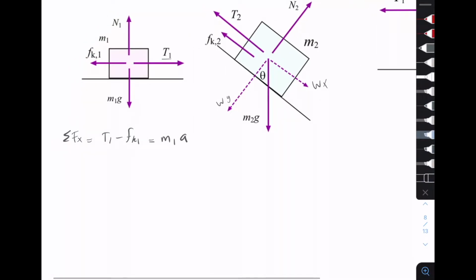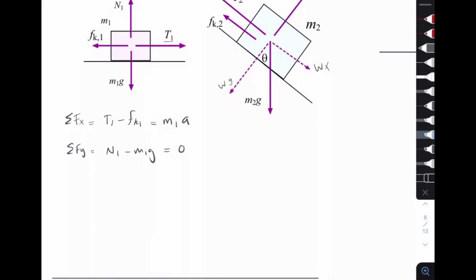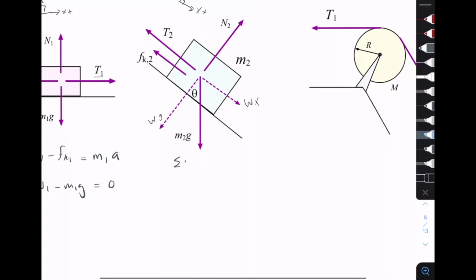All right, so now the sum of forces in the y. We have n1 minus m1g, and that's going to be equal to 0 because we have no y acceleration. It's just sliding along this surface. Okay, now let's look at this guy. So sum of forces in the x, sum of forces in the y.